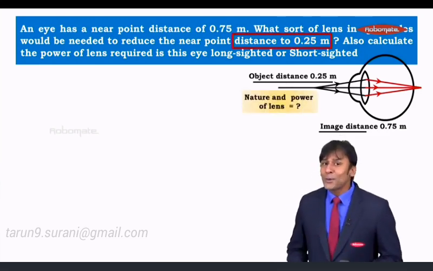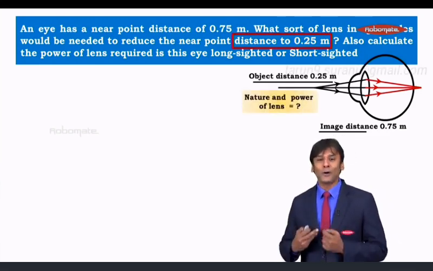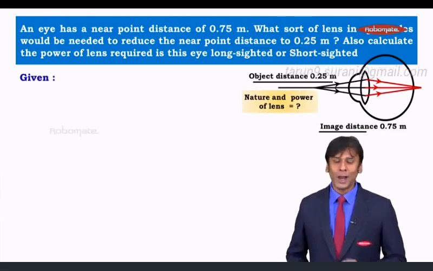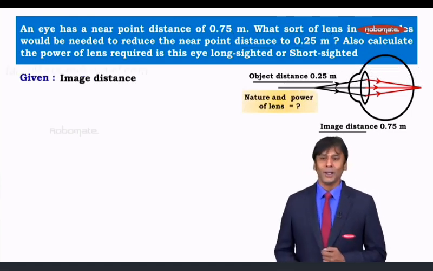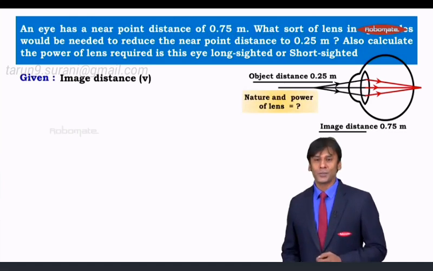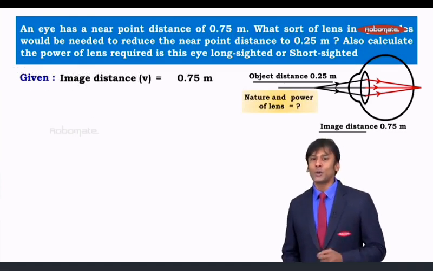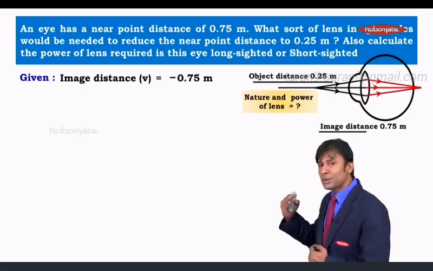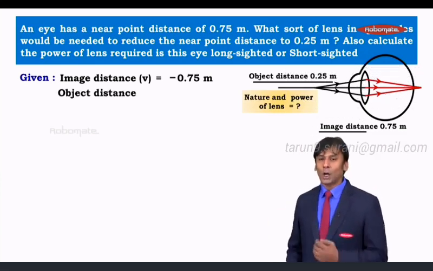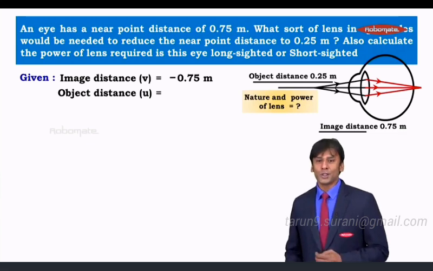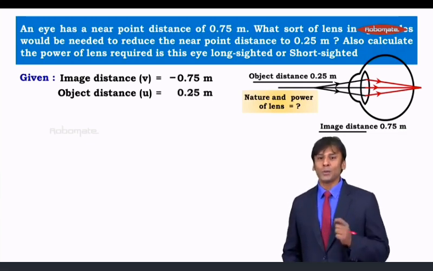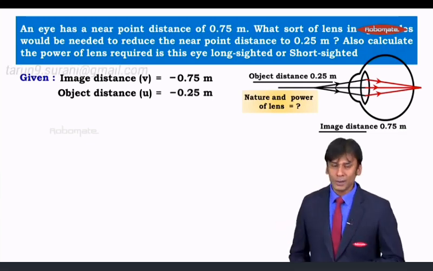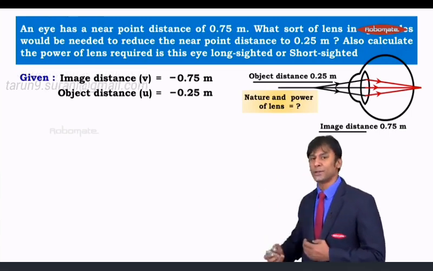Now students, what are we supposed to find? The nature and the power of the lens. Now to find this, let's start with the numerical again. Here, first thing given, image distance v is equal to 0.75 meter. We take it as negative because image is formed to the left of the lens. Further, object distance u is equal to 0.25 meter, again to the left of the lens because object is always placed to the left of the lens.